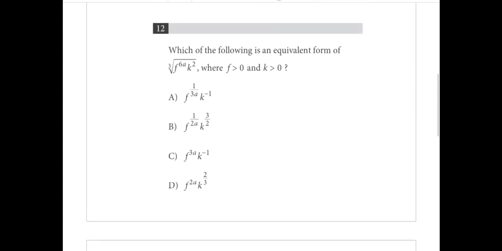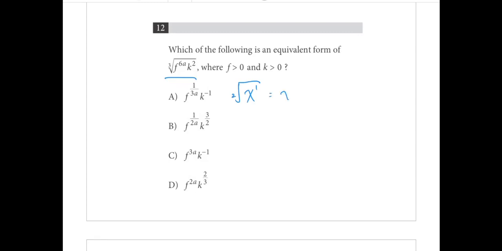Now looking at our next problem here, this one definitely looks a lot more complicated. We have this cubic root of f to the 6a times k squared. And although it looks very intimidating, it tests us on kind of a basic concept, which is what do we do when we have roots?